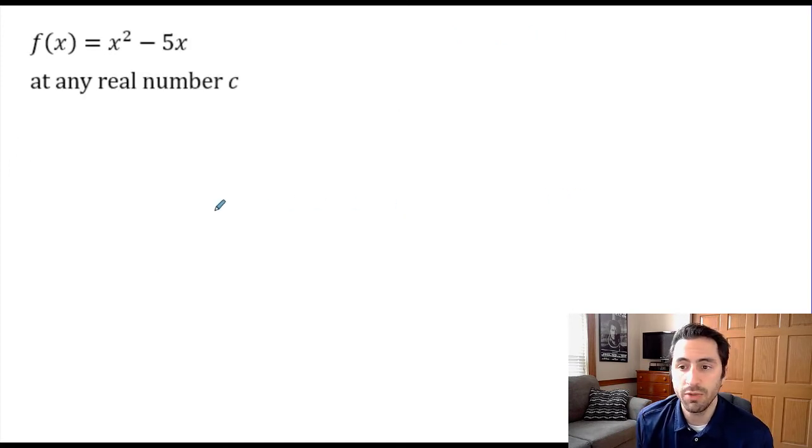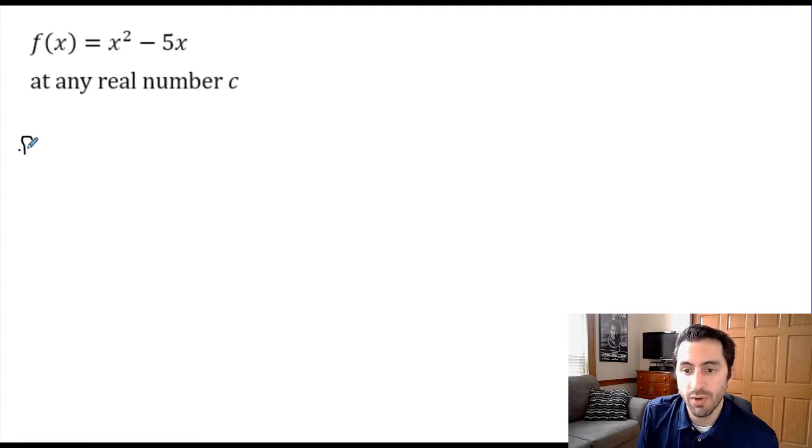So now we're going to be using the same function, but instead of finding the instantaneous rate of change at a specific number, let's keep it general, and we'll find the instantaneous rate of change for any real number c. So we're going to do the same process, but instead of using a value, a number, we're just going to keep it as a variable.